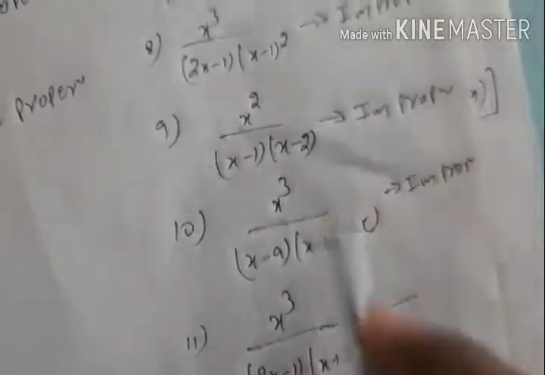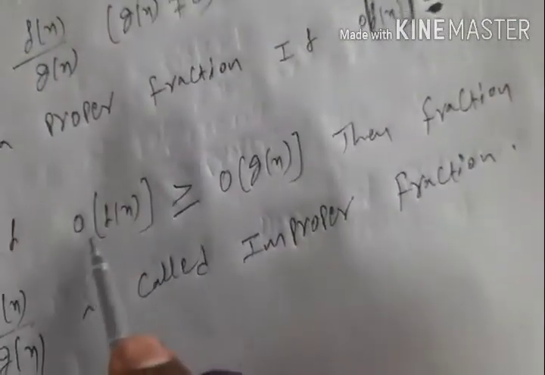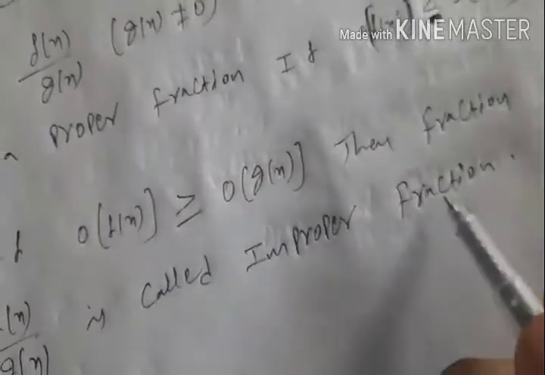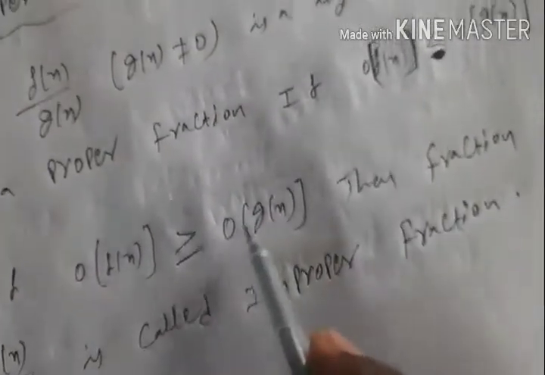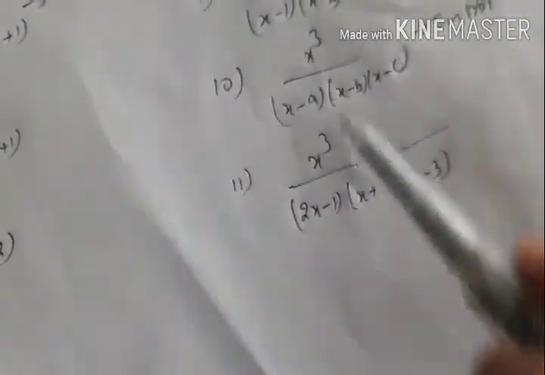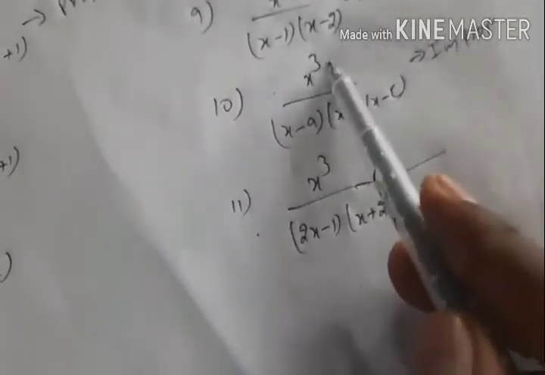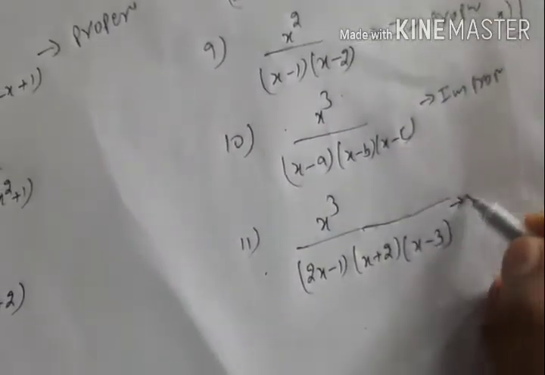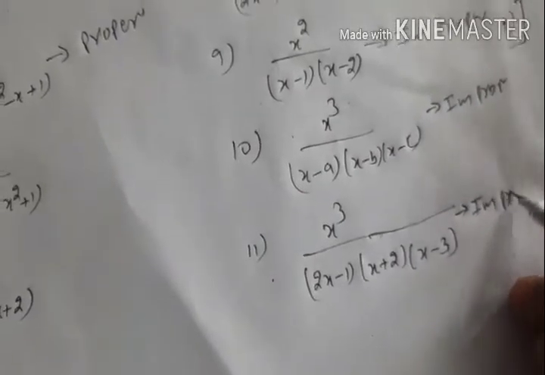Order of f of x greater than or equal to order of g of x gives an improper fraction. Order of f of x greater than order of g of x is an improper fraction, and order of f of x equal to order of g of x is also an improper fraction. In these two examples, example 10 and example 11, the order of f of x and the order of g of x are equal, and these two examples are also improper fractions.